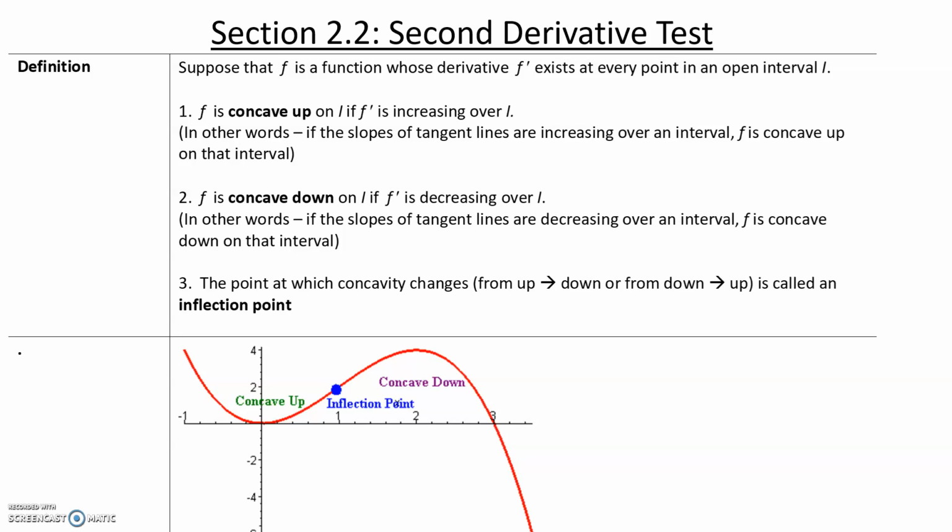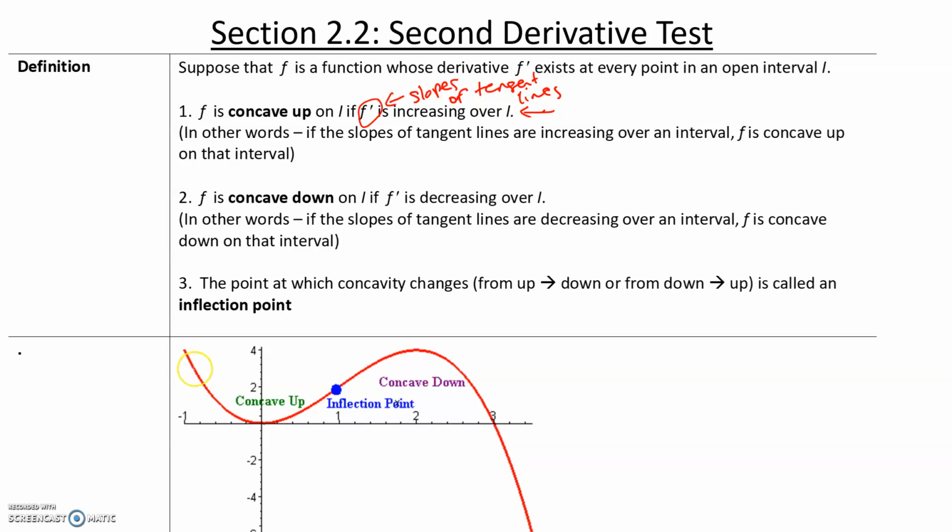So suppose that f is a function whose derivative f prime exists at every point in an open interval I. F is called concave up if f prime is increasing over I. We'll talk about this when we look at the graph. So remember, f prime represents the slopes of the tangent lines. So f is concave up if the slopes of the tangent lines are increasing.